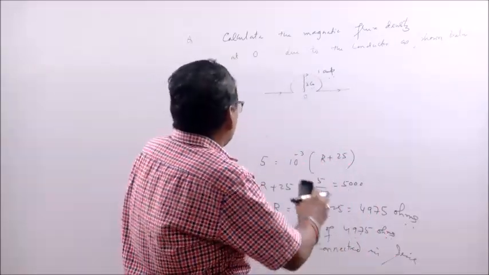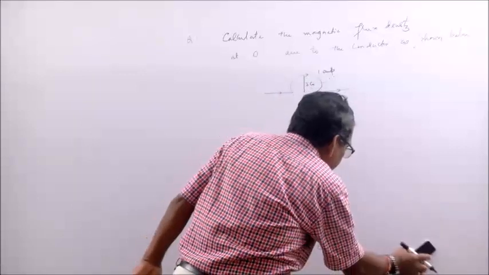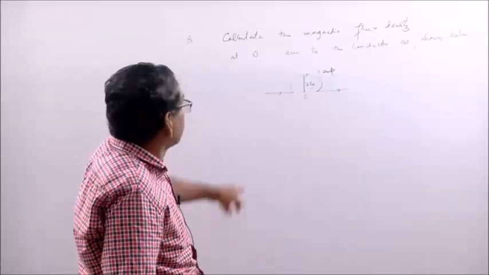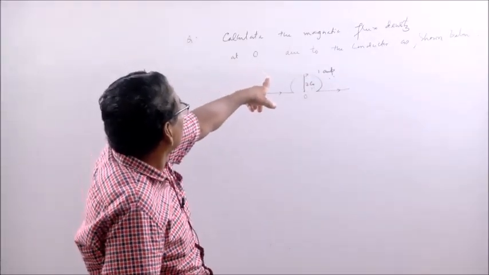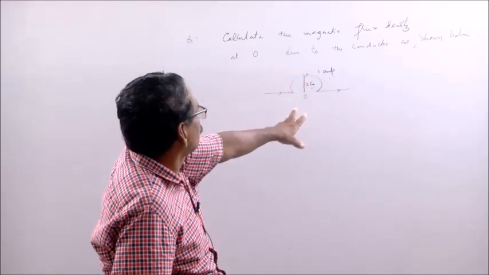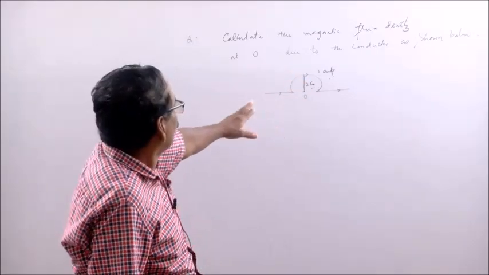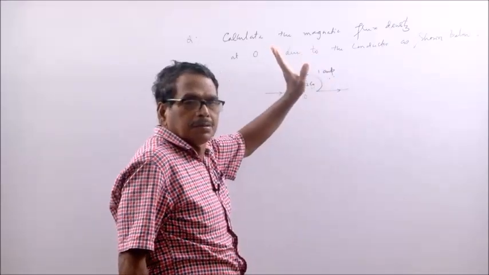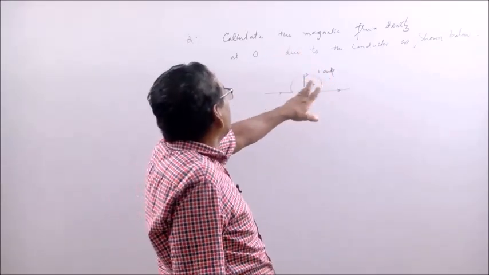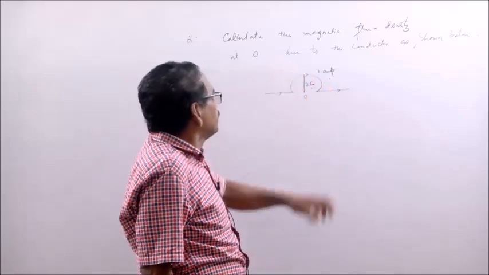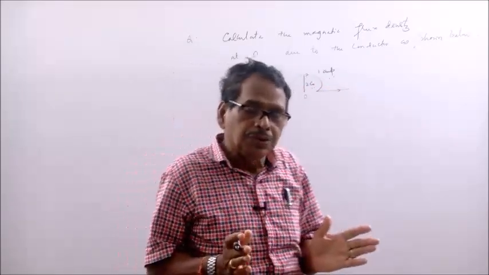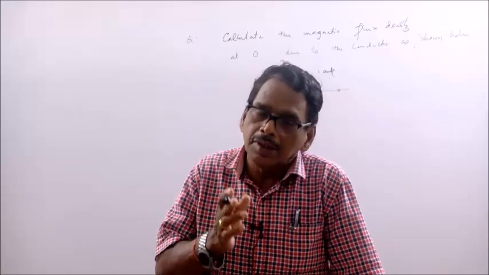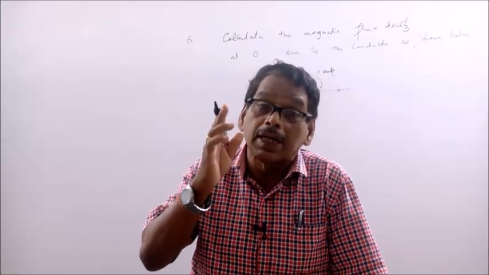So you must understand the problem. In this case, it is a very simple problem. Look at this. Calculate the magnetic flux density at O due to the conductor as shown below. There is a conductor which consists of 3 parts: first part, second part, third part. The current is 1 ampere. This part has a radius of 2 centimeters. As you know, a conductor carrying current behaves like a magnet.